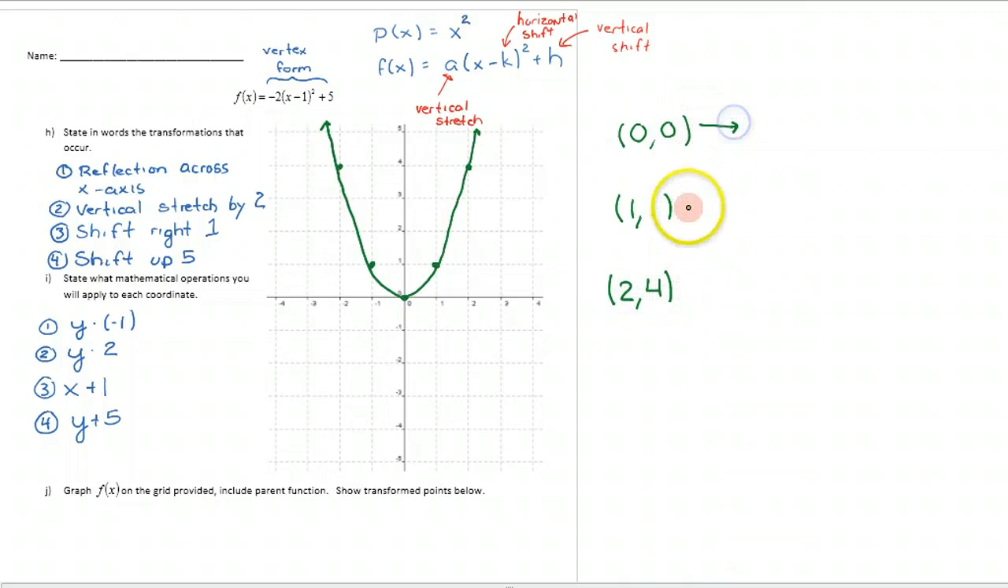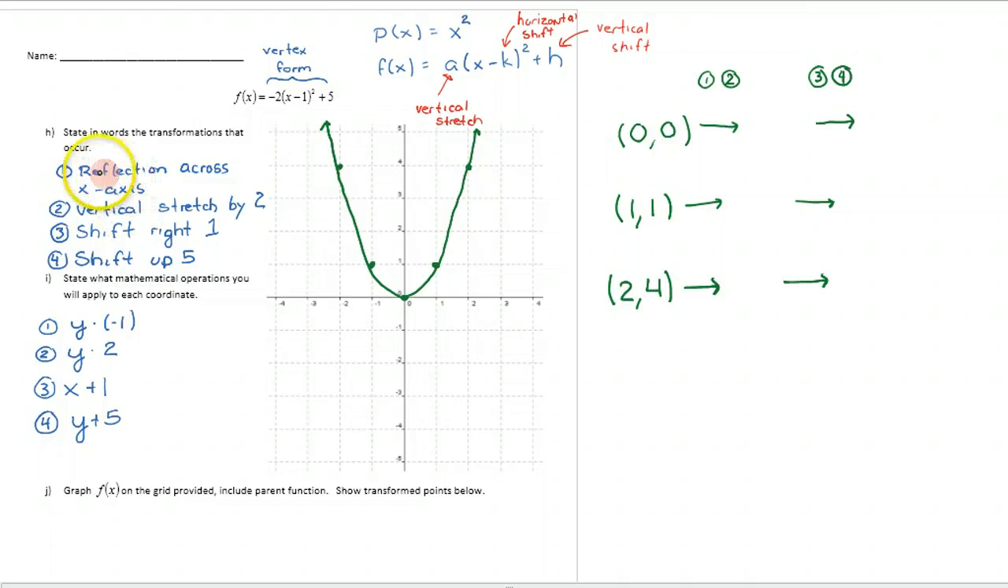And I do this in two stages. The first stage is going to be the reflections and stretches, and the second stage is going to be the shifts. And I help notate this by saying up here, reflections 1 and 2 are first done. And then I'm going to do transformations 3 and 4.